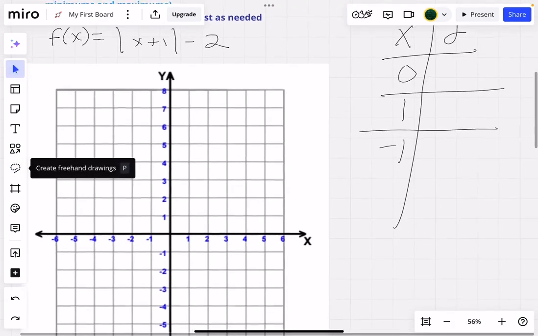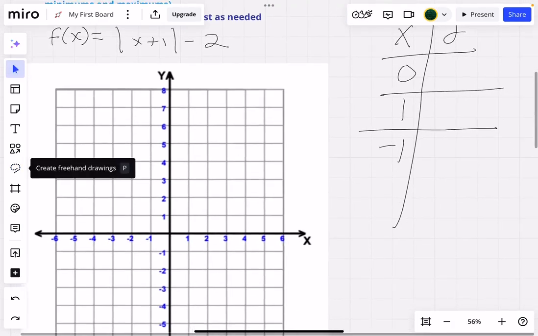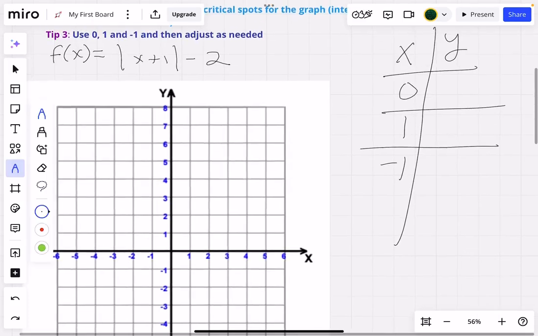So let's see what happens when we plug in 0, 1, and -1 just for x. Let's find out what the matching y is, and then let's graph it. If I put 0 in where we see the x, 0 plus 1 is 1. The absolute value of 1 is 1, and then 1 minus 2 is -1. Okay, let's change it to positive 1. 1 plus 1 is 2. Absolute value of 2 is 2, and then 2 minus 2 is 0.